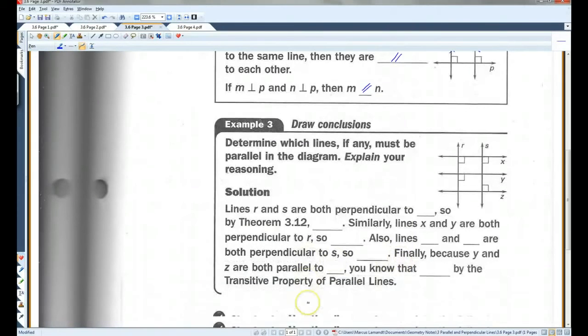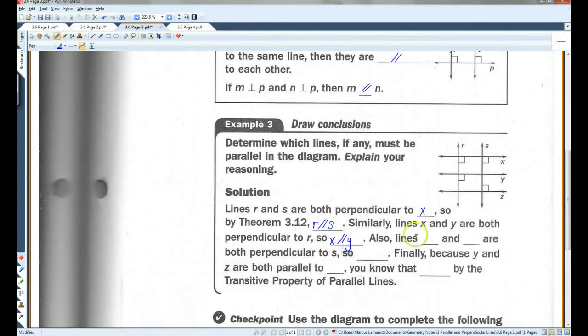Okay, determine which lines, if any, must be parallel in the diagram. Explain your reasoning. Okay, lines R and S are both perpendicular to X. As you can see here, R is perpendicular to X and S is perpendicular to X. So by Theorem 3.12, R is parallel to S. Similarly, lines X and Y are both perpendicular to R. As you can see, X is perpendicular to R, Y is perpendicular to R. So X is parallel to Y.